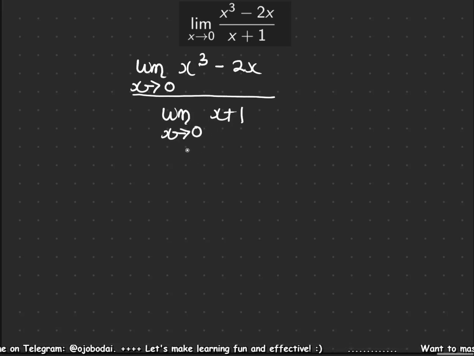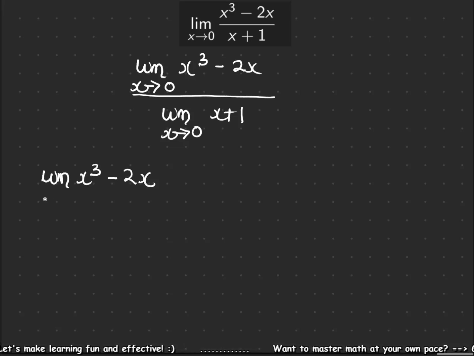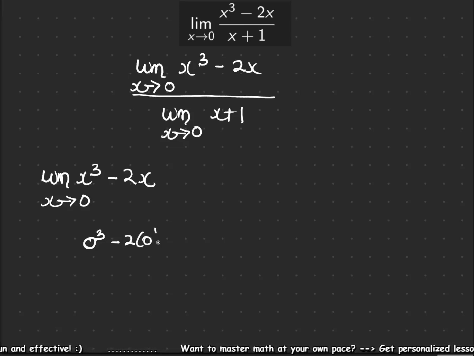So how do we solve this? We can choose to solve the numerator alone and then the denominator alone. Then we now come and substitute that here and then evaluate. So the limit for the numerator, the limit of x cubed minus 2x as x approaches 0. Using direct substitution, we are going to get 0 cubed minus 2 times 0. And all this gives us a 0.